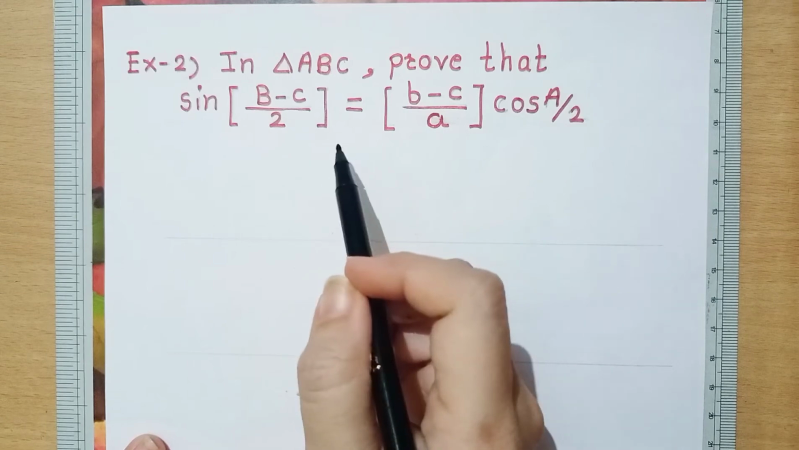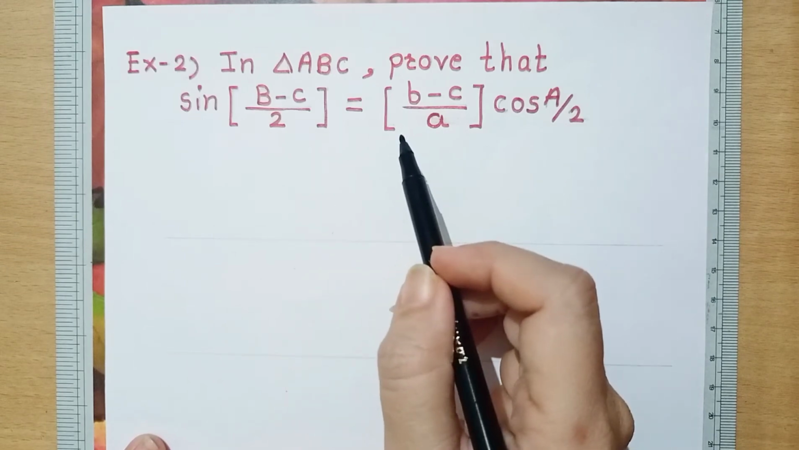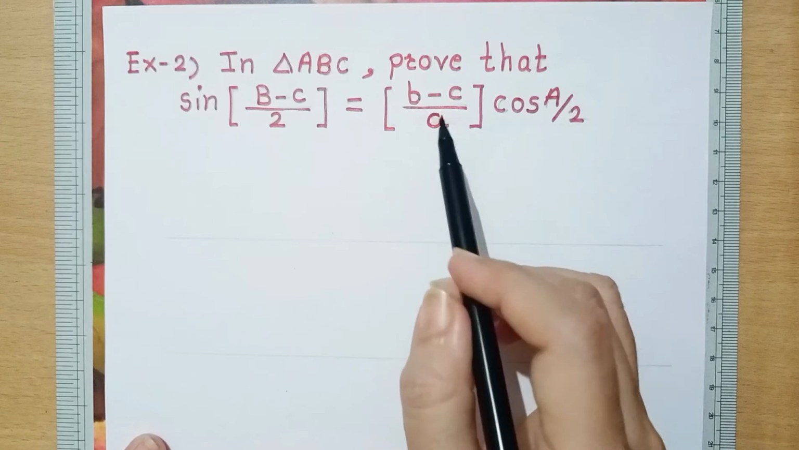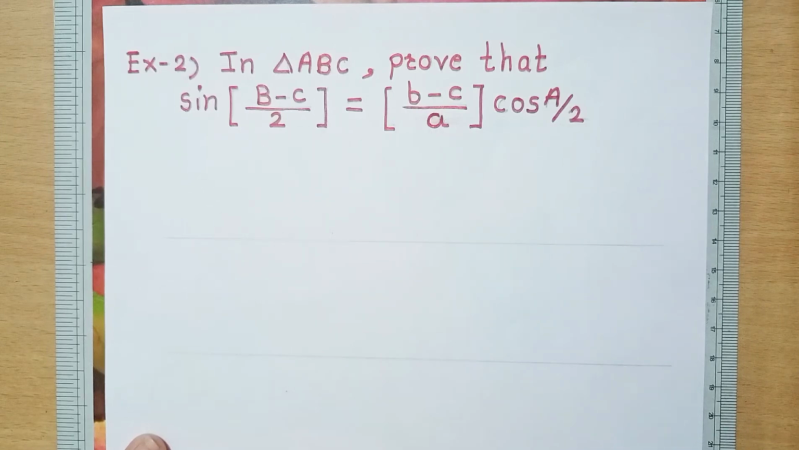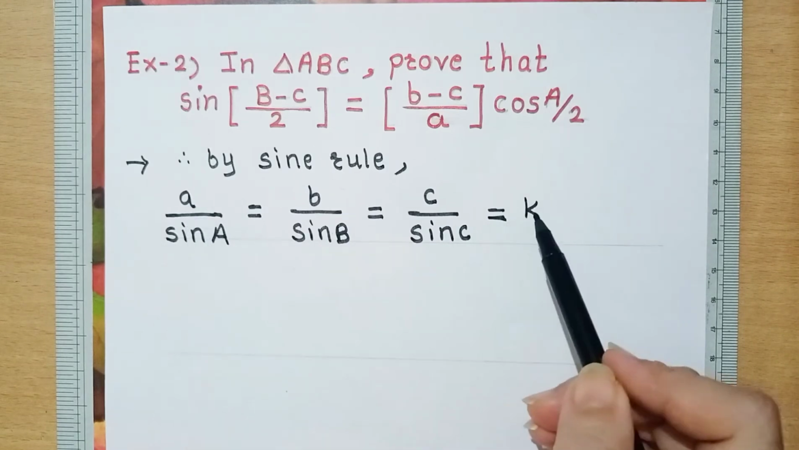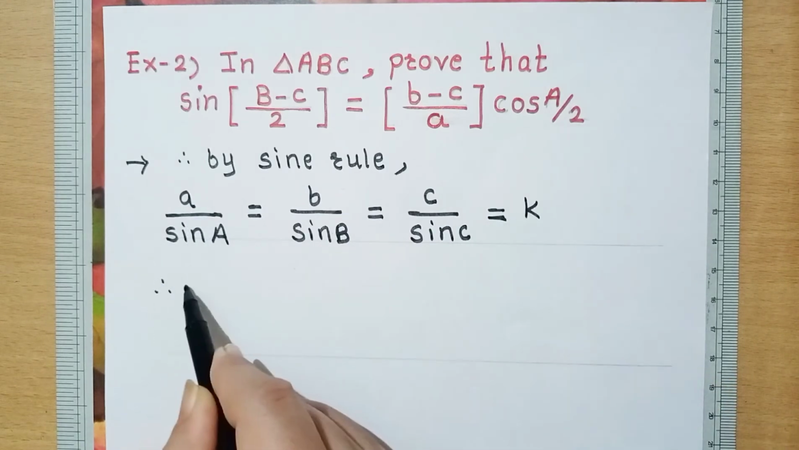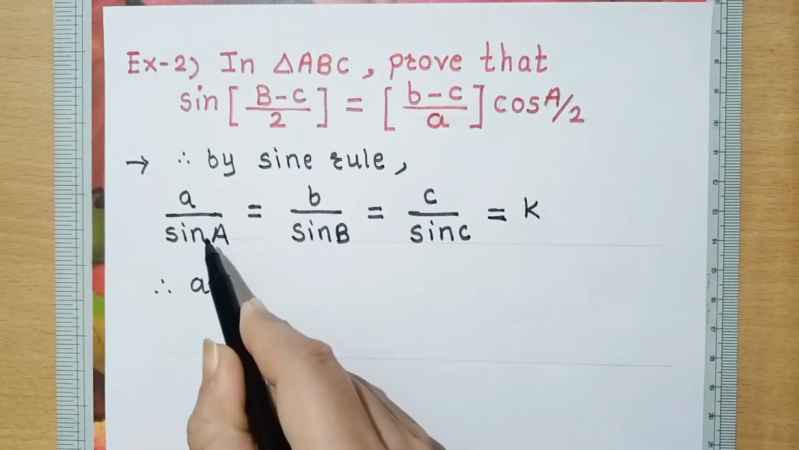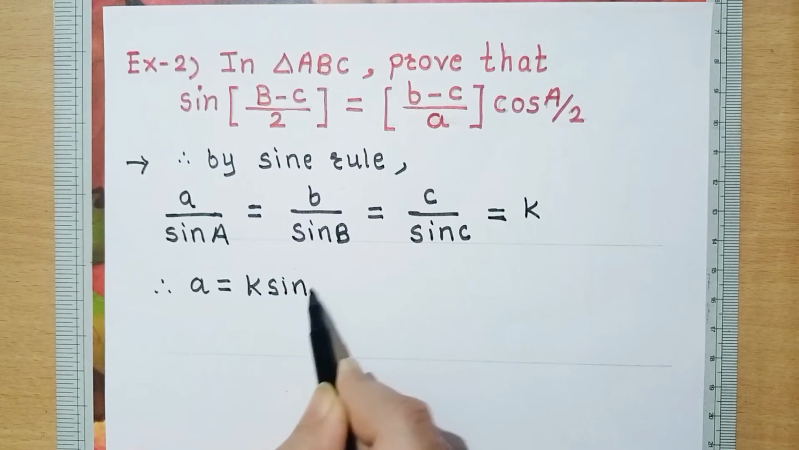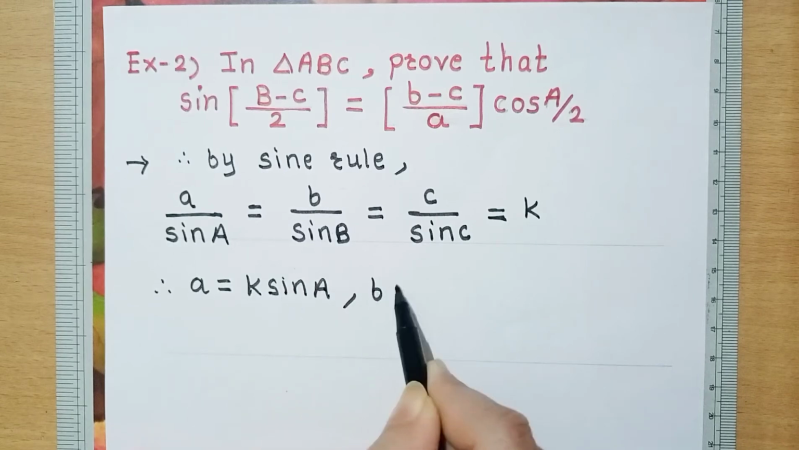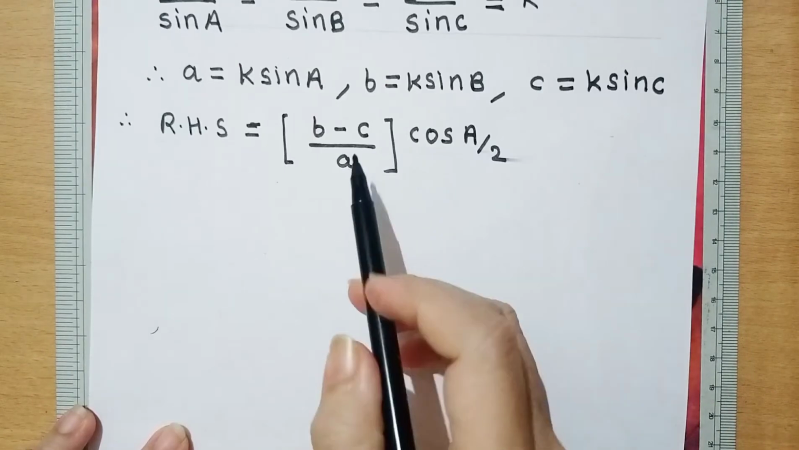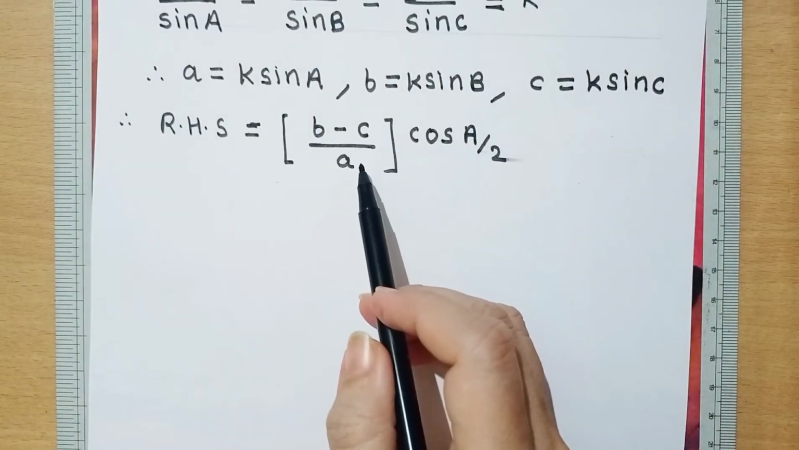Let's solve the second example. Here also we will use the sine rule. We will start from the RHS and prove this RHS equal to the LHS. We will use this rule. Now here each ratio equals K, and therefore we will write a is equal to K into sine A. Same for b and c. This is our right hand side.